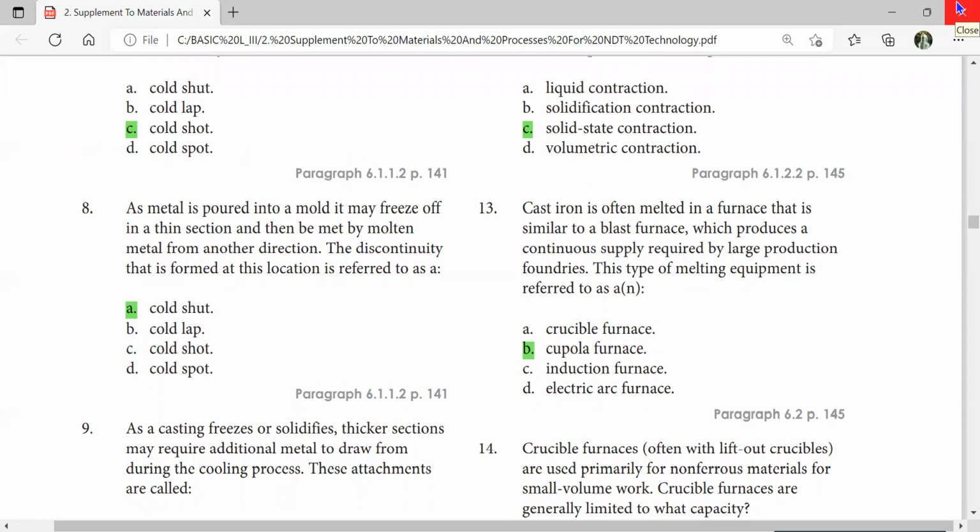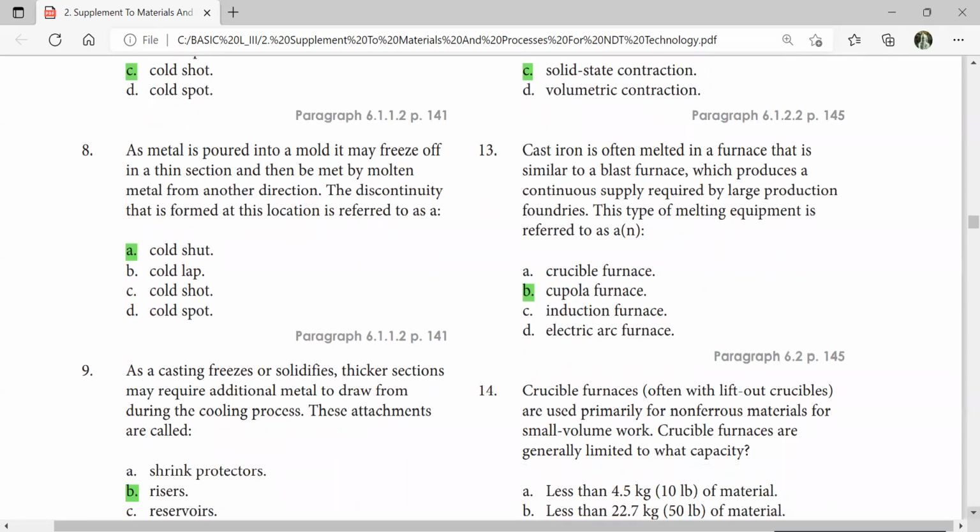Cast iron is often melted in a furnace that is similar to a blast furnace, which produces a continuous supply required by large production foundries. This type of melting equipment is referred to as a cupola furnace.